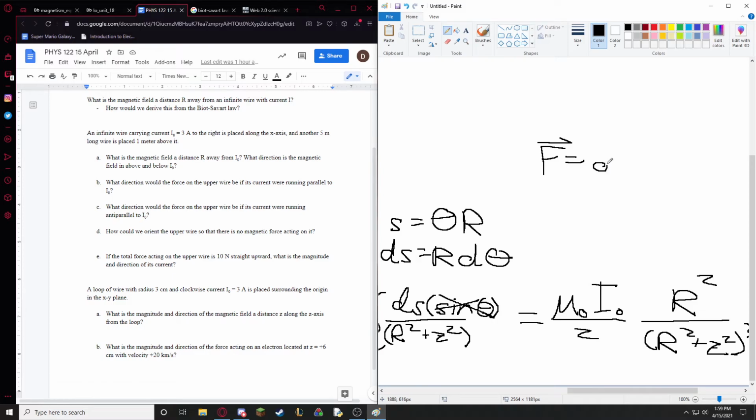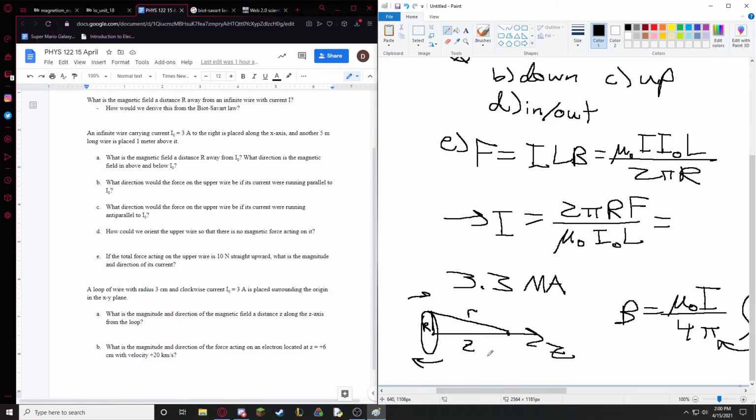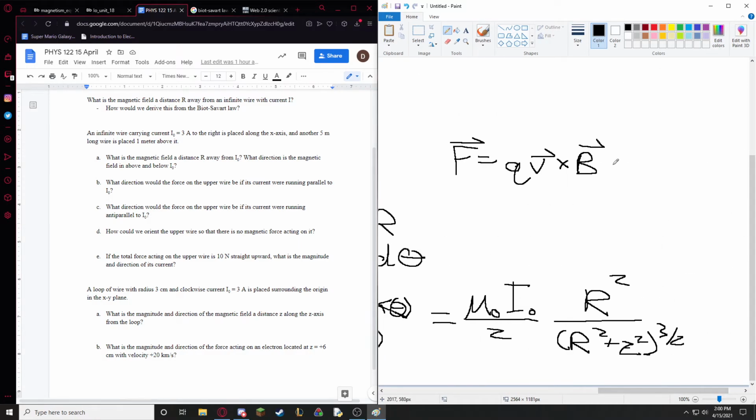Yep, exactly. QV cross B. Which, once again, V cross B is V times B times the sine of the angle. And in this case, the angle is 180 degrees. It's anti-parallel. Sine of 180 is 0. Force goes away. Boom.